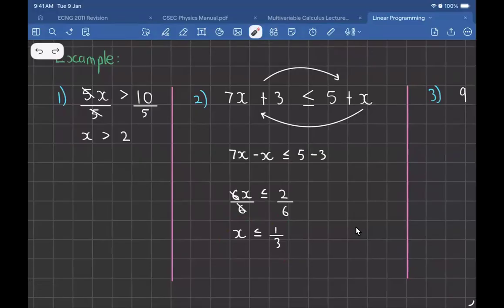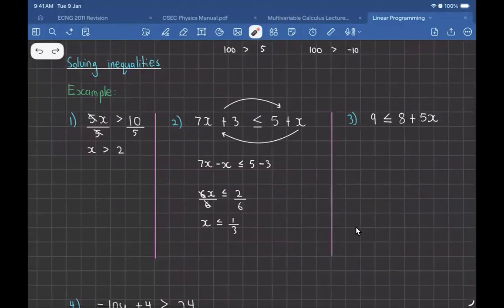X is less than or equal to 1 over 3. Yes. Don't worry, your classmates are clapping for you in silence. I saw Ria clapping. I saw Priscilla clapping. I saw Vanessa clapping. Everybody clapping, right? Right. Nice.